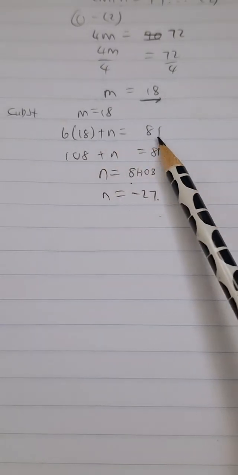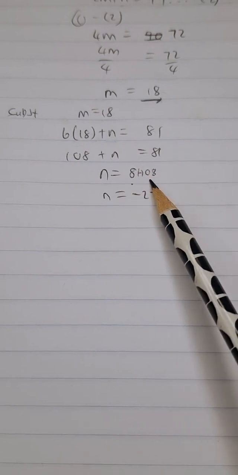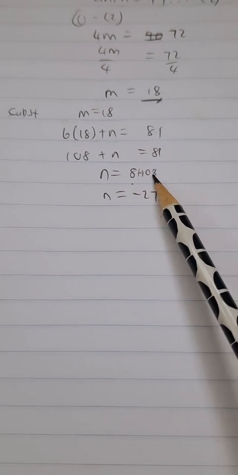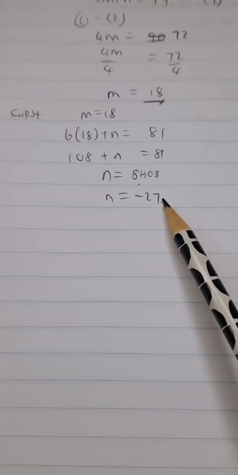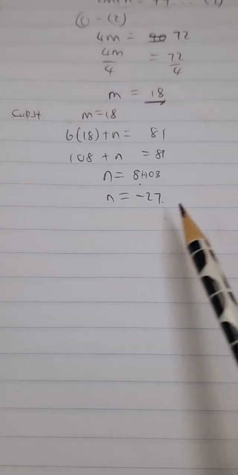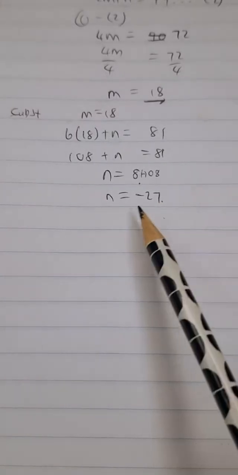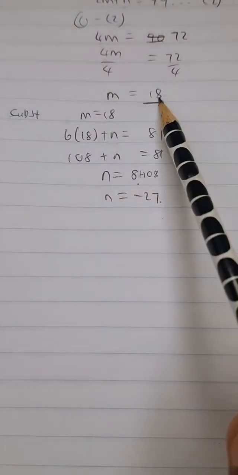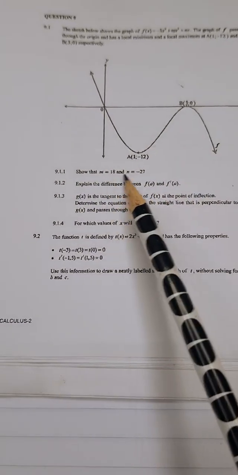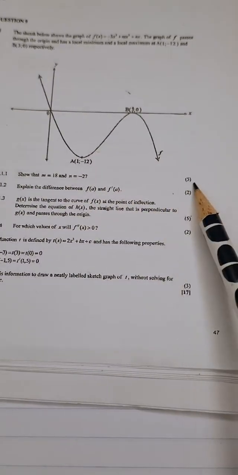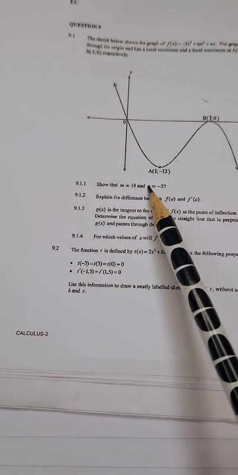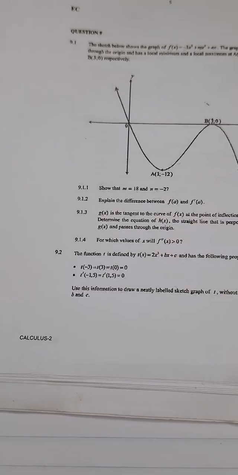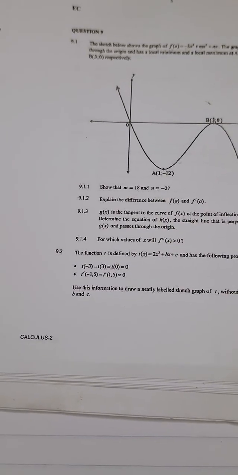We transpose the 108, which becomes negative 108 on the right hand side. 81 minus 108 gives us negative 27. There we have it: n is equal to negative 27. So m is equal to 18, n is equal to negative 27, and that's exactly what they wanted us to do in this question, which was to show that m is equal to 18 and n is equal to negative 27.